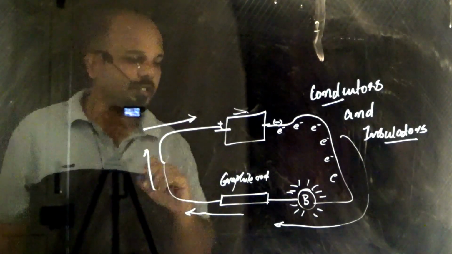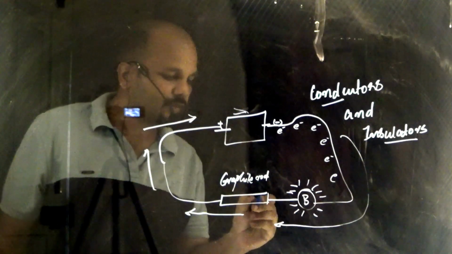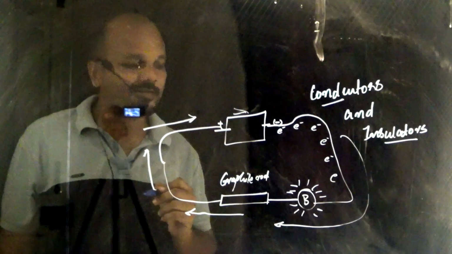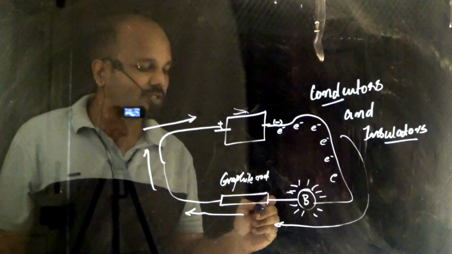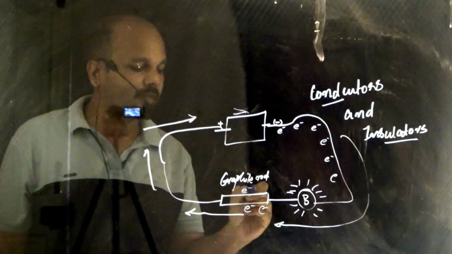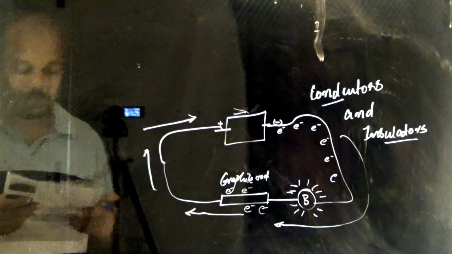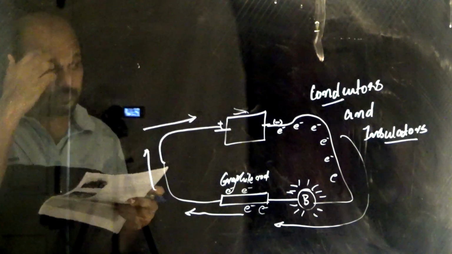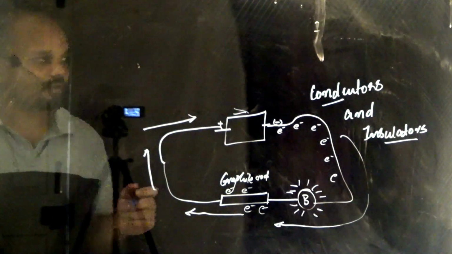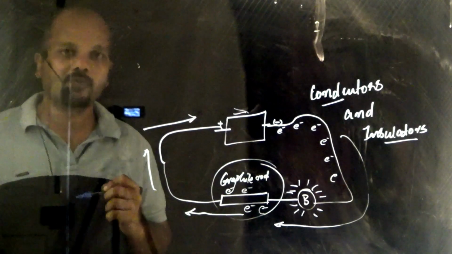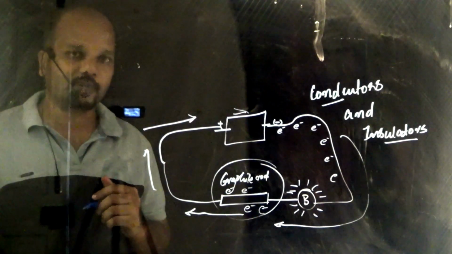And actually these electrons will pass through this graphite rod also, because graphite is a very good conductor, and it allows the passage. This electron migration will be allowed through the graphite rod. So what you can understand about the graphite rod is that it is a good conductor, so it allows the passage of electricity.